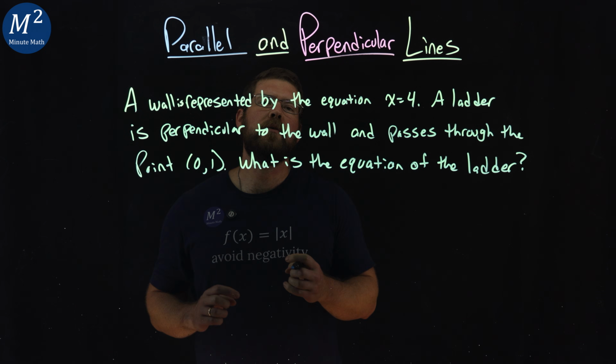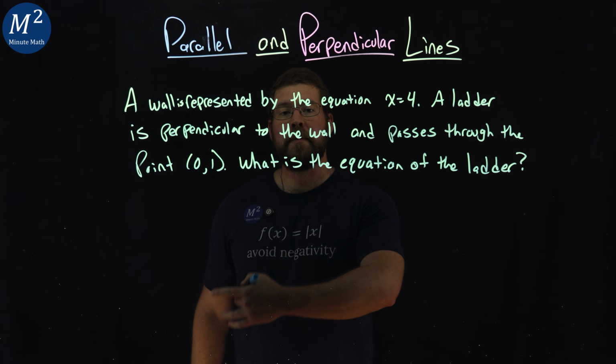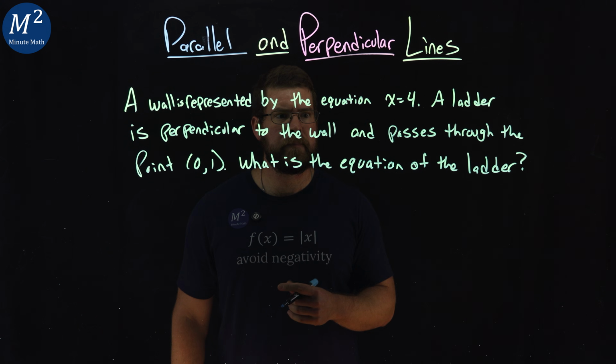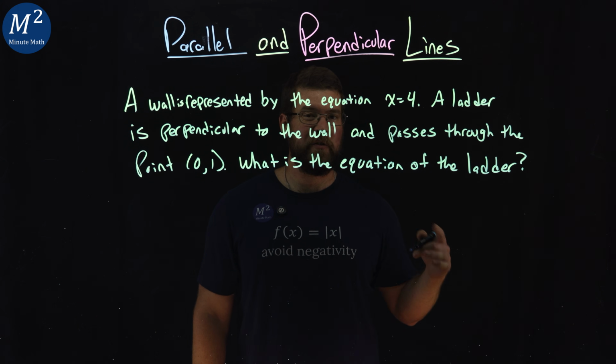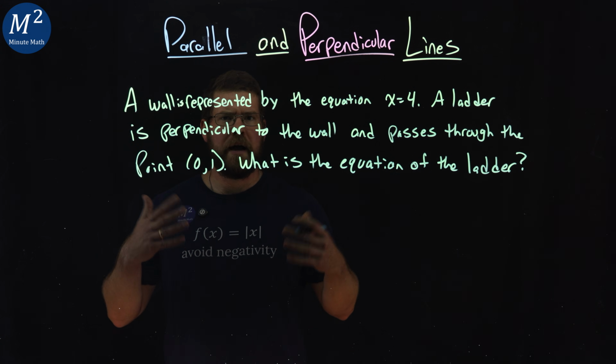A wall is represented by the equation x equals 4. A ladder is perpendicular to the wall and passes through the point 0, 1. What is the equation of the ladder? Well, the wall is a vertical line, x equals 4.